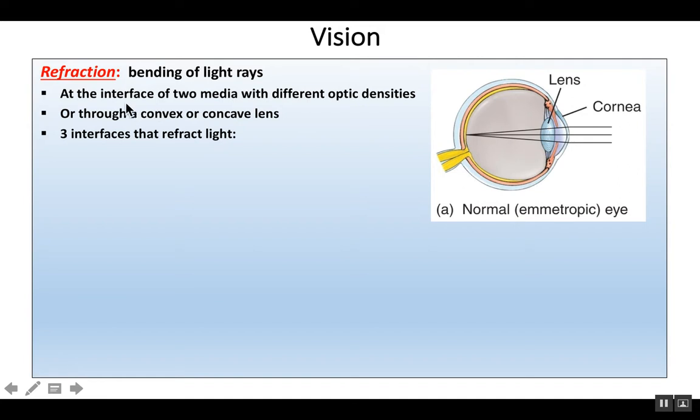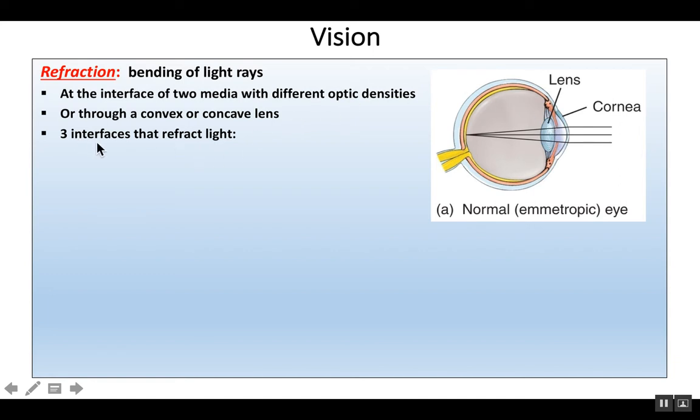Light bends whenever there's an interface between two media with different optical densities. What that basically means is when light travels from, say, air into something else with a different optical density, it will bend. Light bends when it goes from air into water. Light bends when it goes from air into the cornea. Light will also bend based on shapes. So notice that the shape of the cornea contributes to the refractory power of the cornea. Same thing with the lens. The shape helps to refract the light.